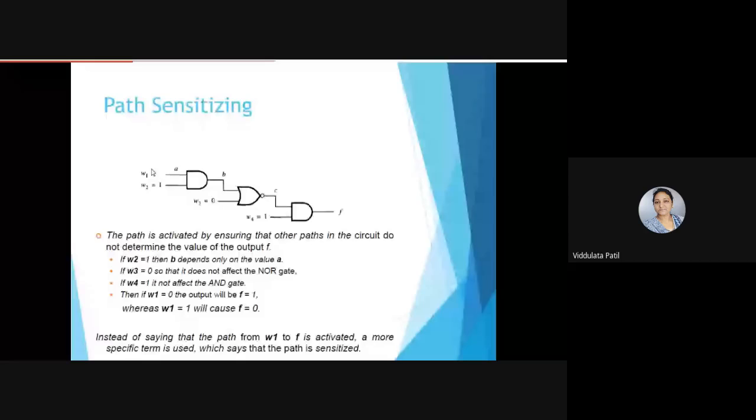What will be W1? Sorry, yes. If W1 is equal to 1.